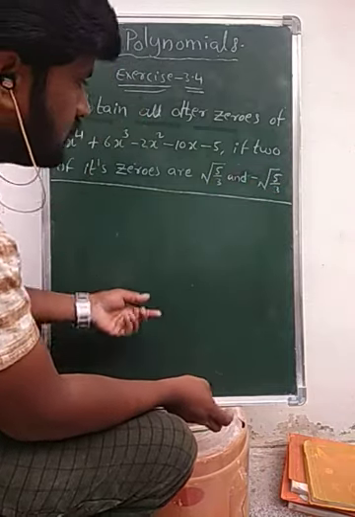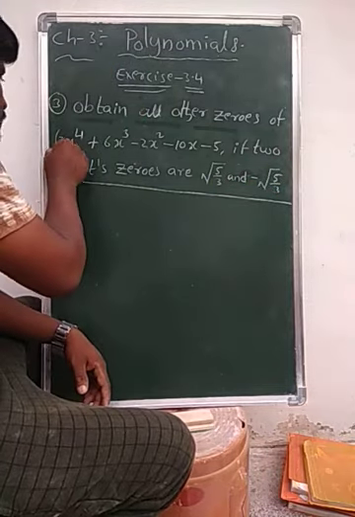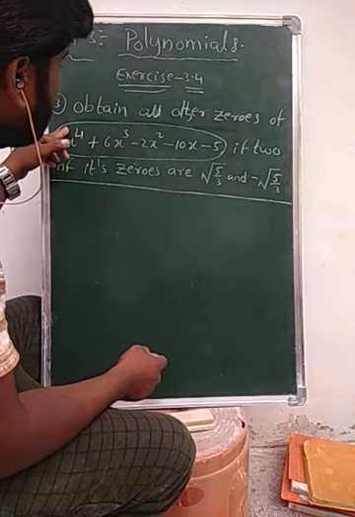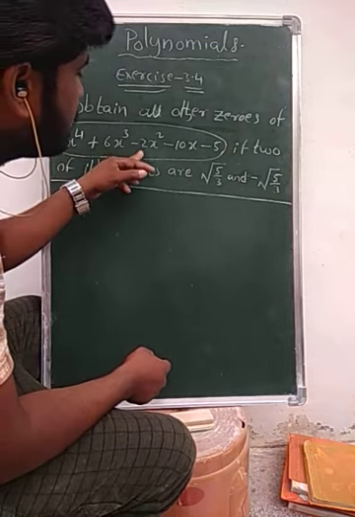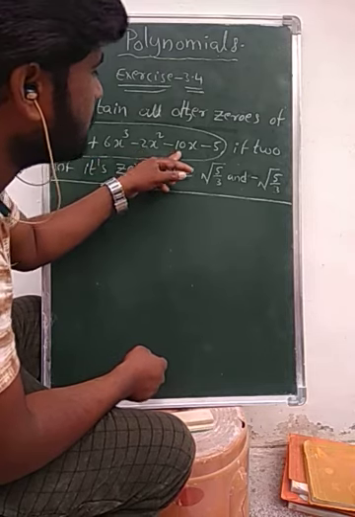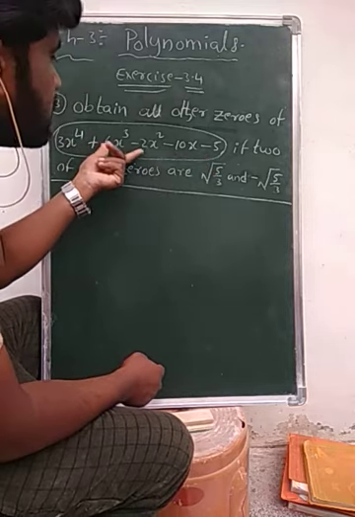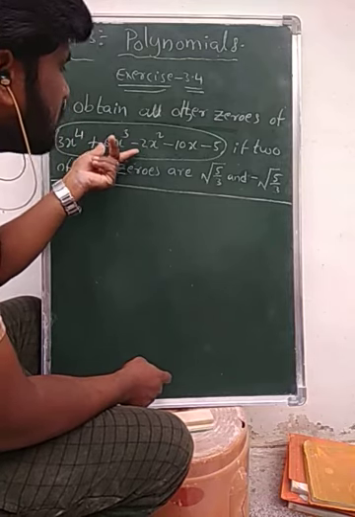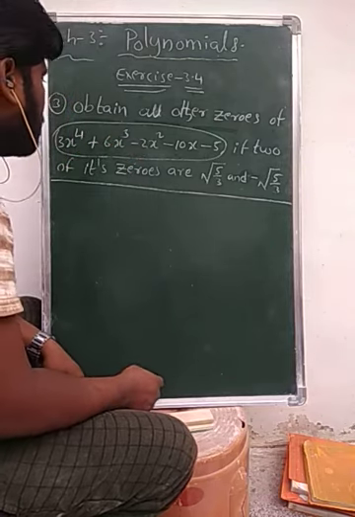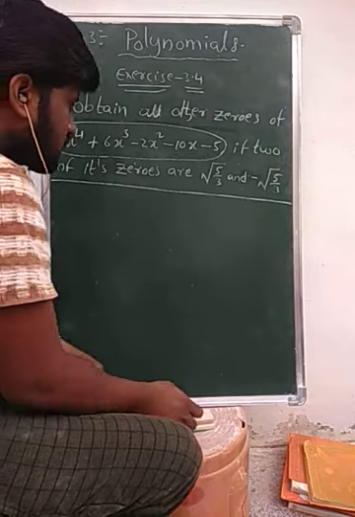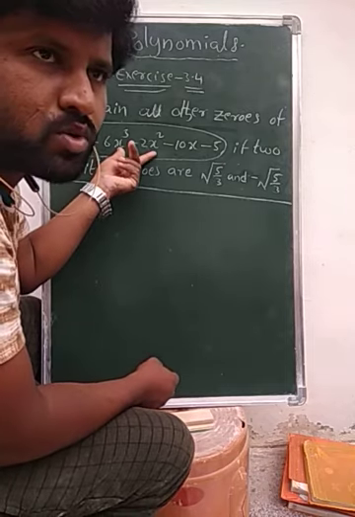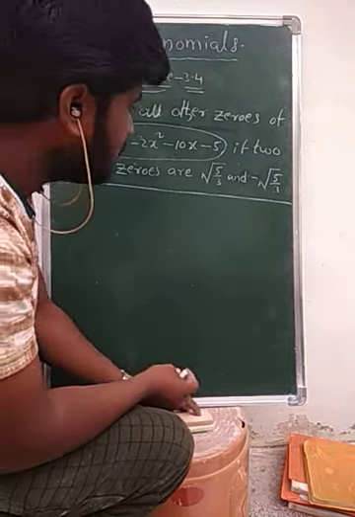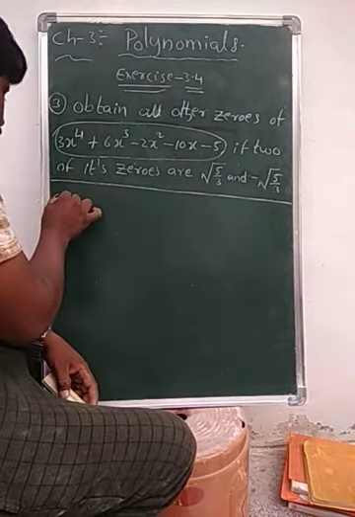Okay? So clearly, which type of polynomial is this? 3x to the power of 4 plus 6x cube minus 2x square minus 10x minus 5. This is a biquadratic polynomial. Yes or no? This is a biquadratic polynomial. Now see, a biquadratic polynomial has at most how many zeros? 4 zeros. Yes.